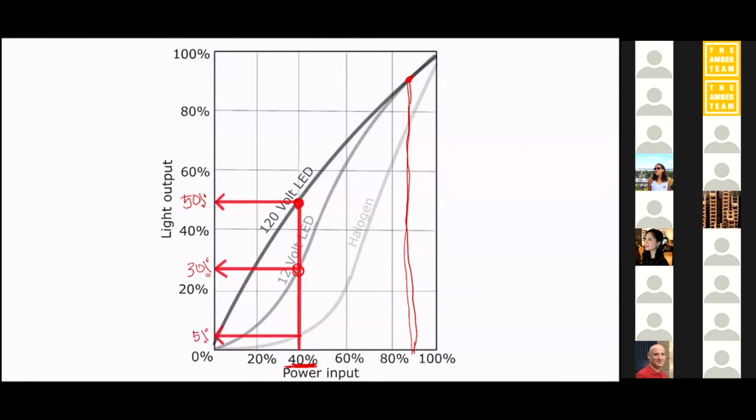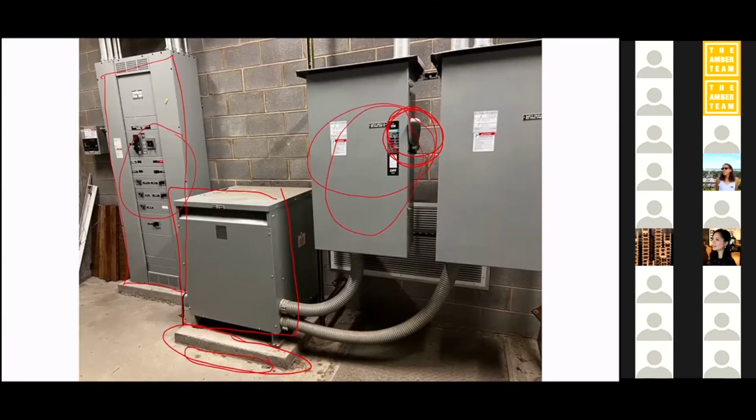So the takeaway for this is that if we throttle the power, we can throttle the light, but it's not completely linear. There are times where we throttle the power a little and get a tiny bit of light, and there are times when we throttle the power a little and get a lot of light. And it depends on the given lamp.